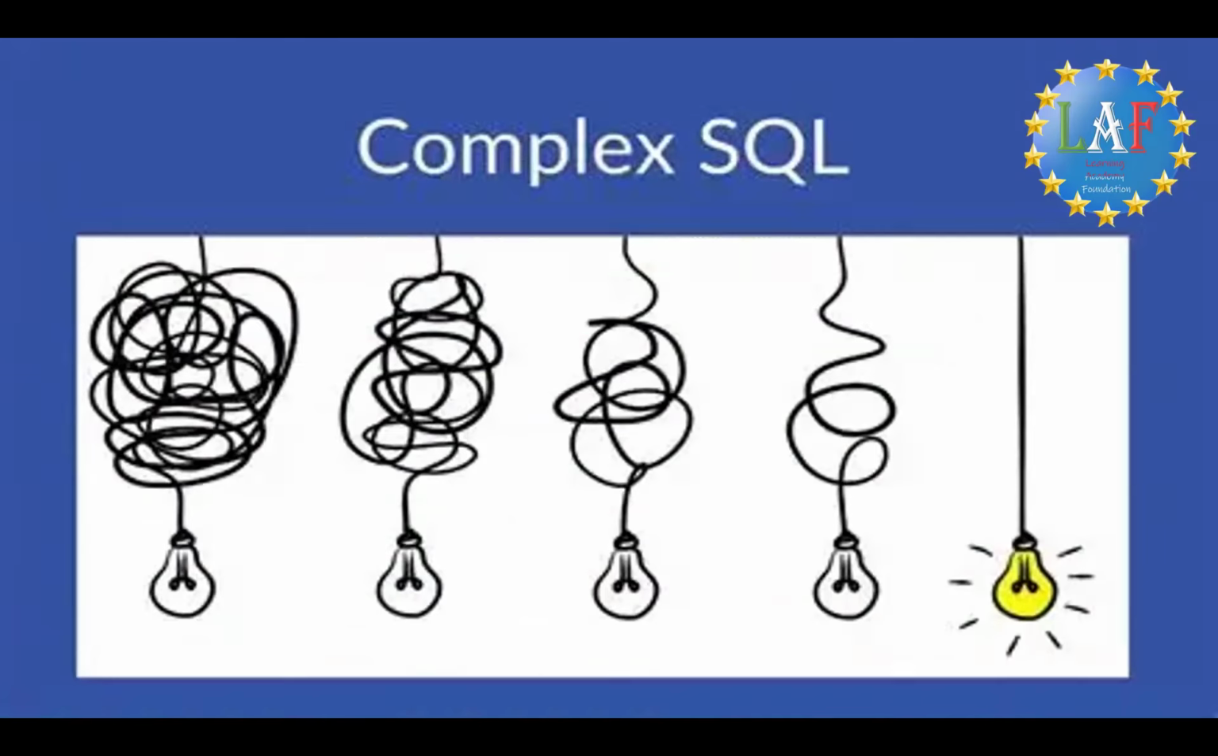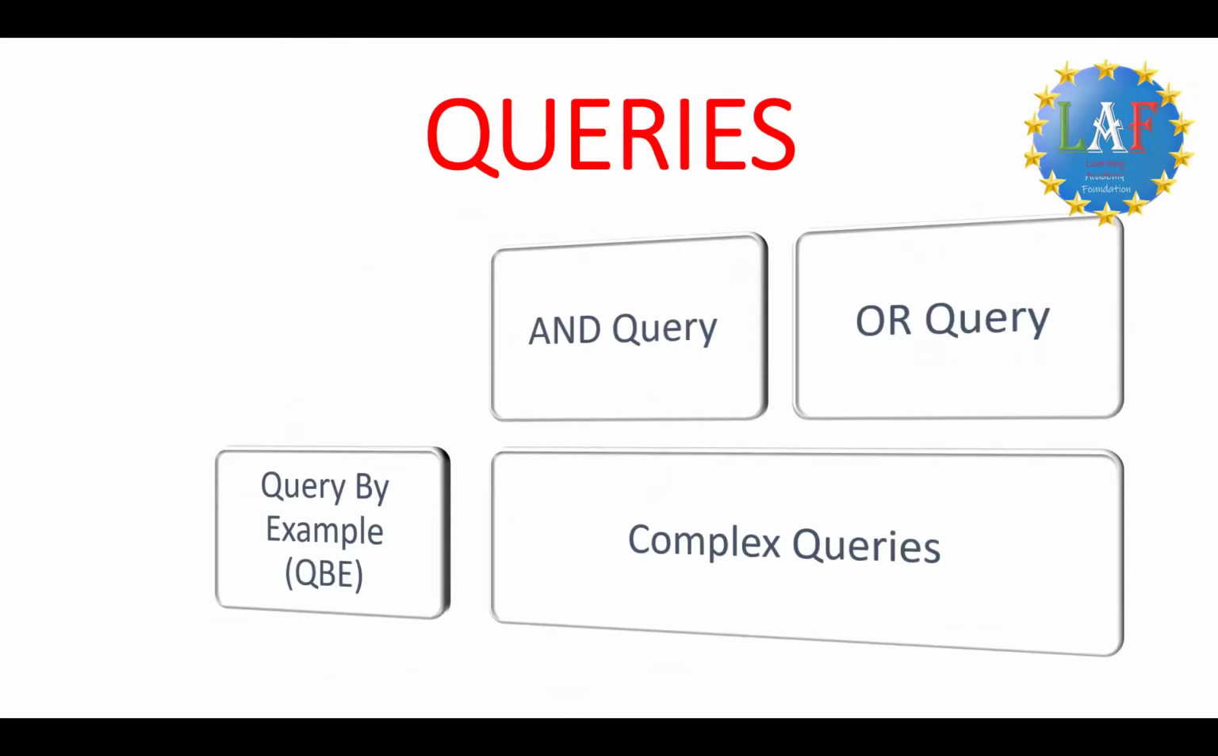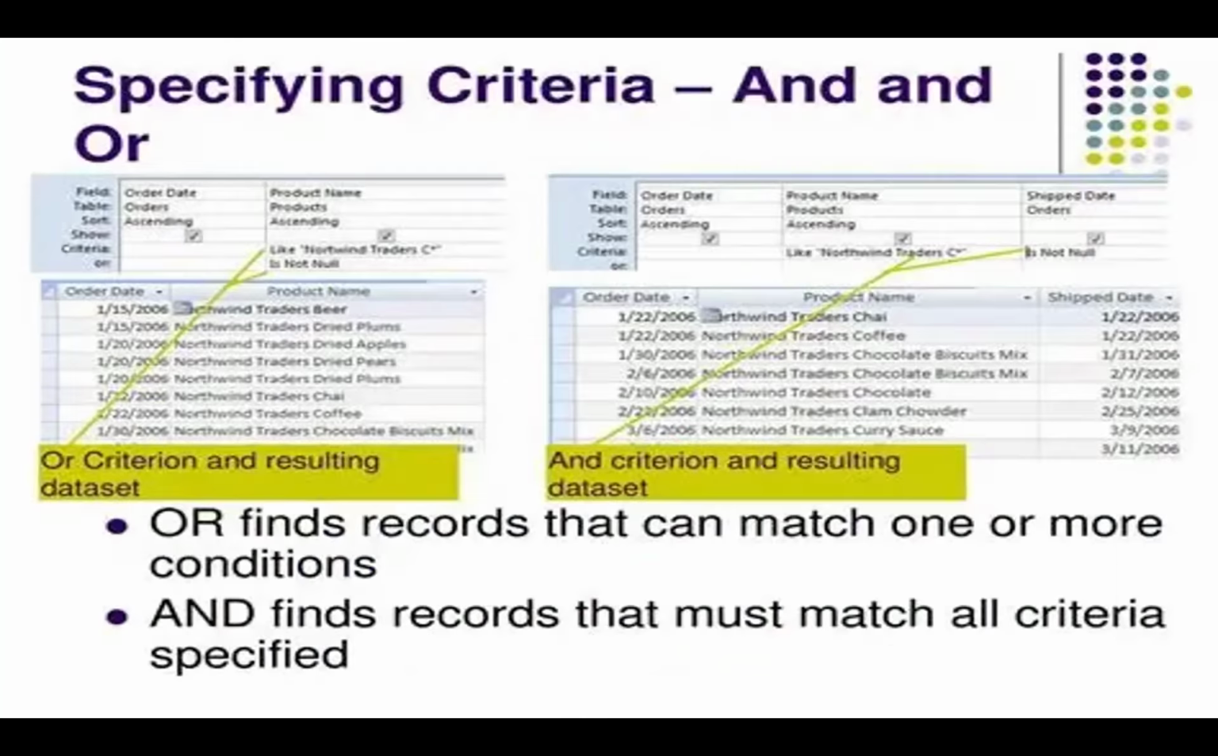Complex queries, for example, AND query or OR query. An AND query finds records that must match all criteria specified, so matching all conditions. An OR query finds records that can match one or more conditions, so it finds records matching any condition.